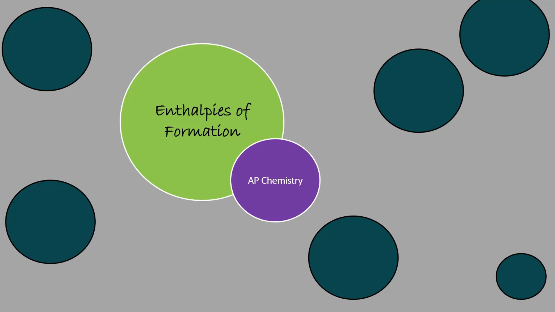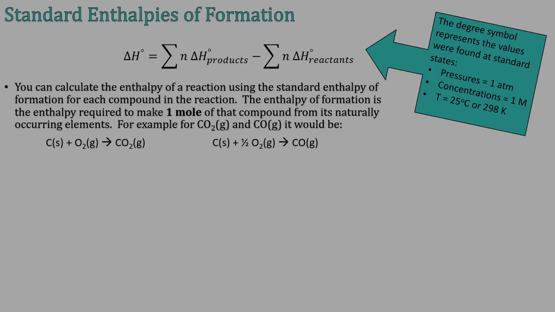This video is going to be about enthalpies of formation, and it's based off Hess's law. All right, so standard enthalpies of formation are the amount of enthalpy or heat needed to produce 1 mole of that compound from its naturally occurring elements. So for carbon dioxide, it would be carbon solid and O2 gas.